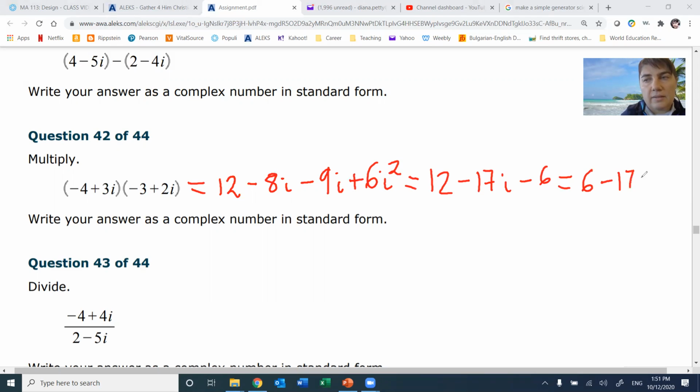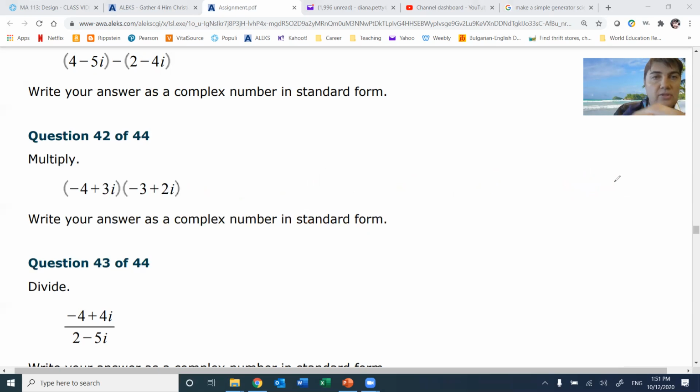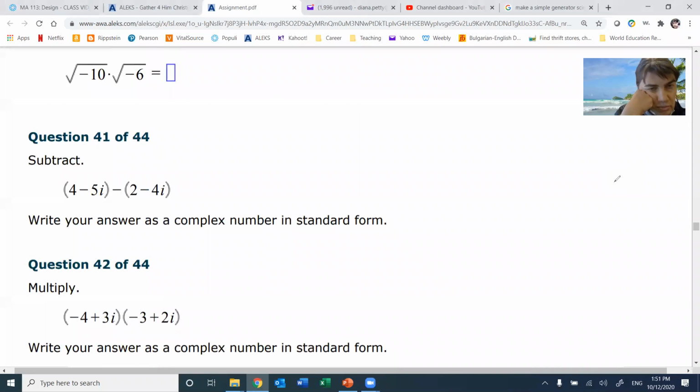Is this the right answer, Jason? Okay. How about you, Mariana? 6 minus 79? Yeah. Okay. And it is in standard form because this is a and this is b. Check, check. Oh, next one is too easy. Okay, you know how to do it.